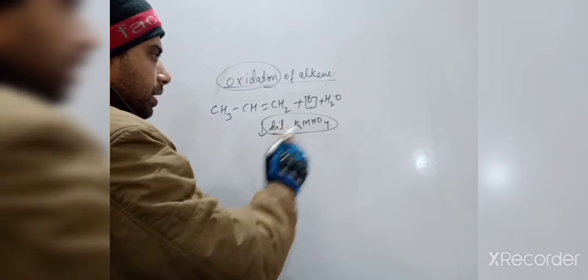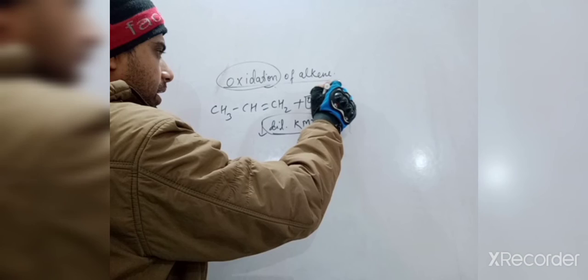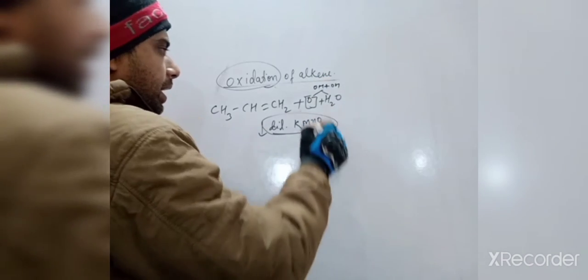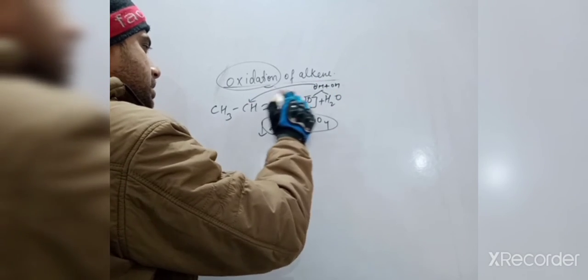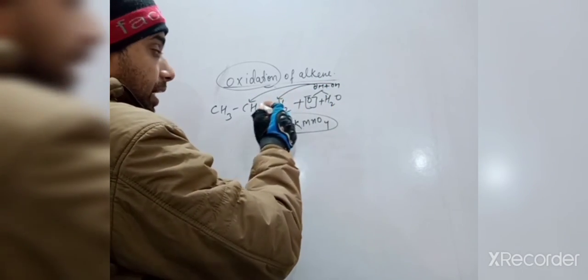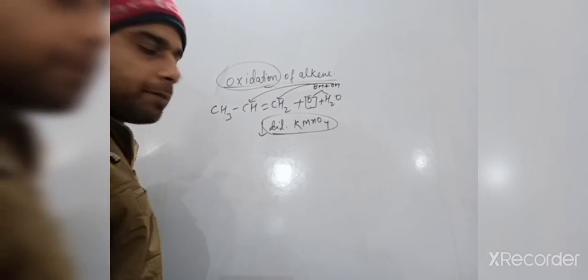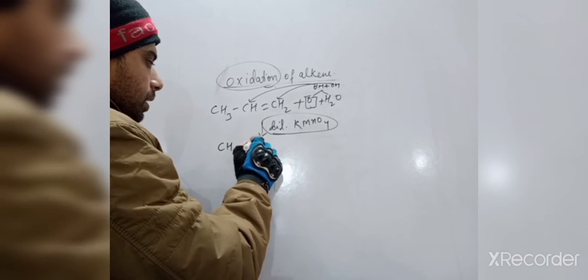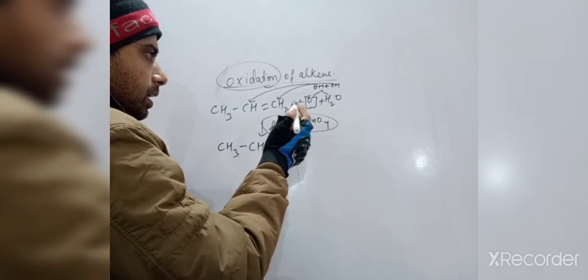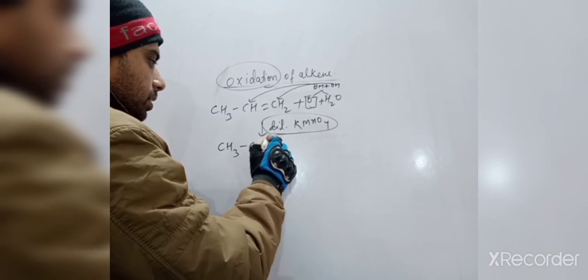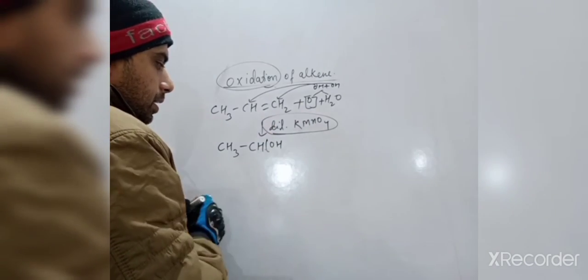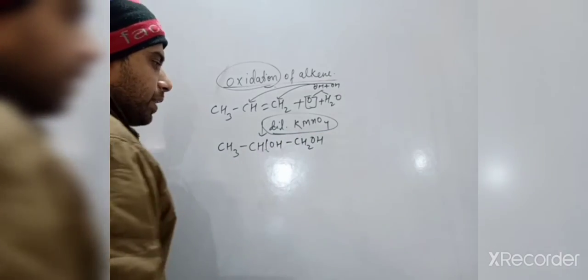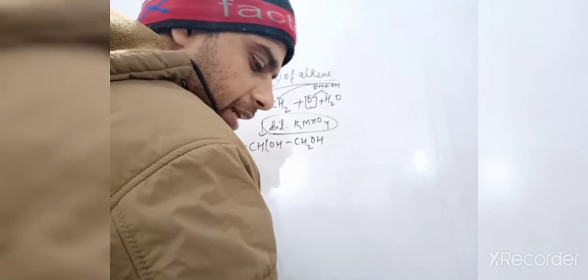Now what will happen? The same thing will happen from the reaction between these two. OH plus OH will be generated, so an equal number of OH can be shared by the double-bonded carbon atoms. So what will it form? It will form CH3, CHOH, CH2OH.